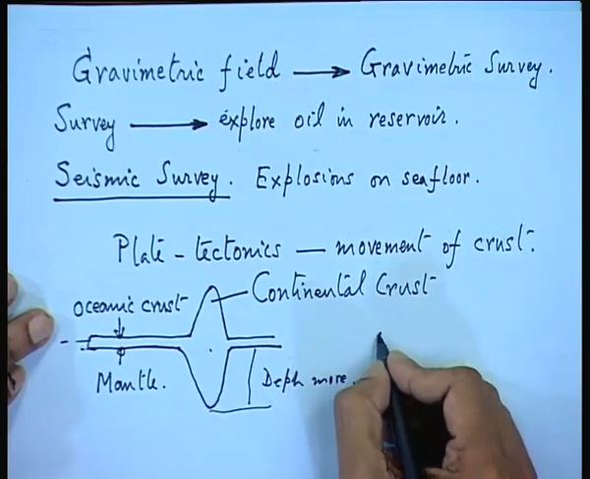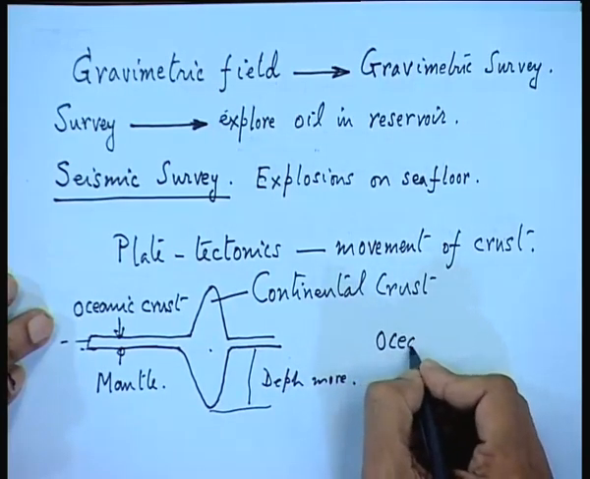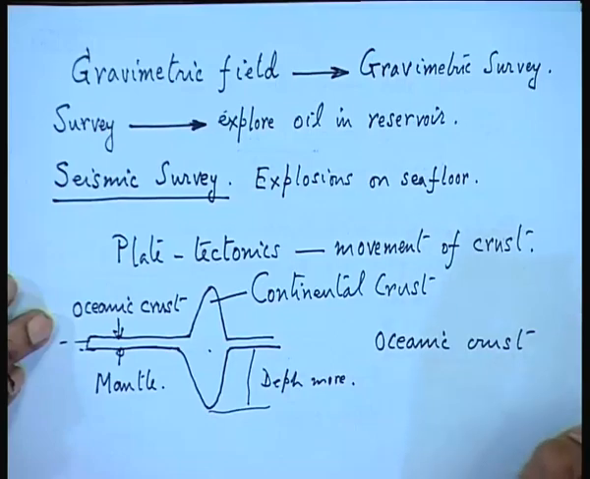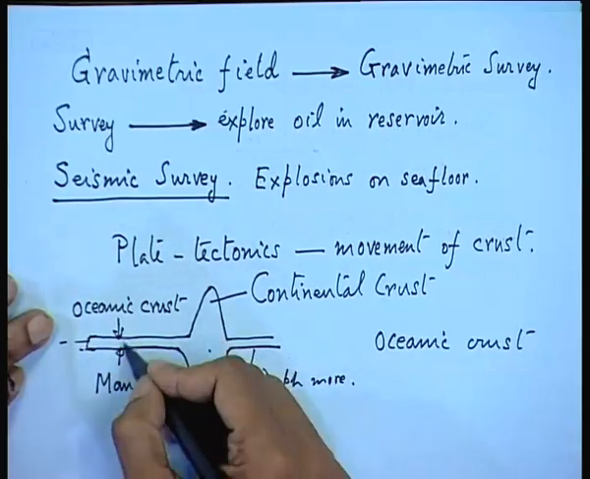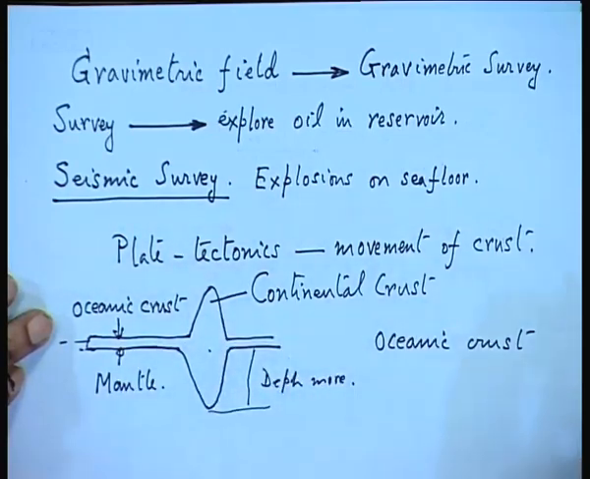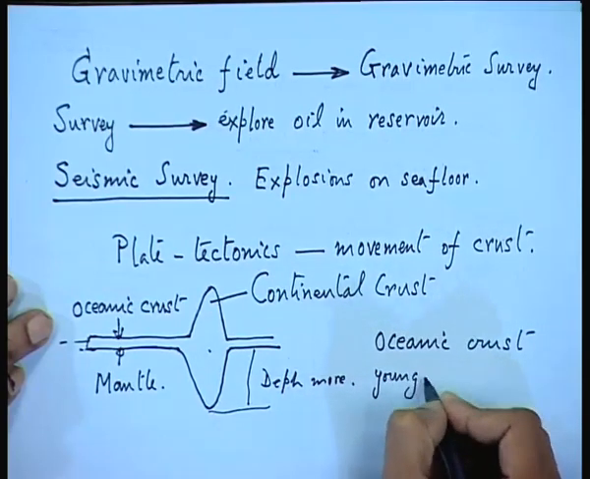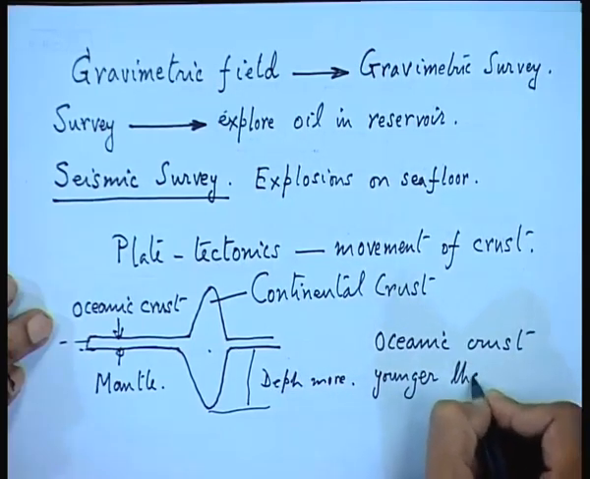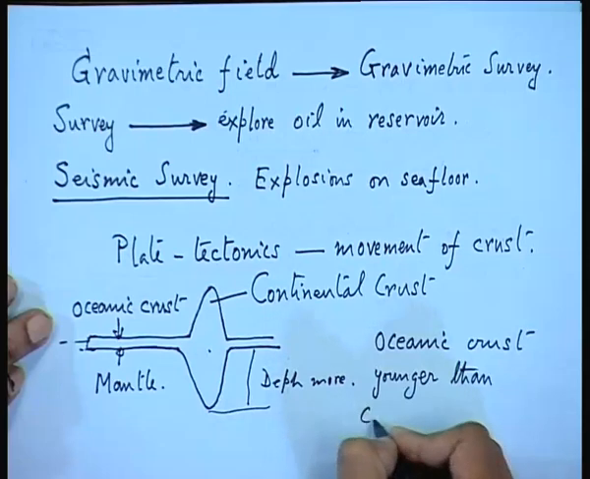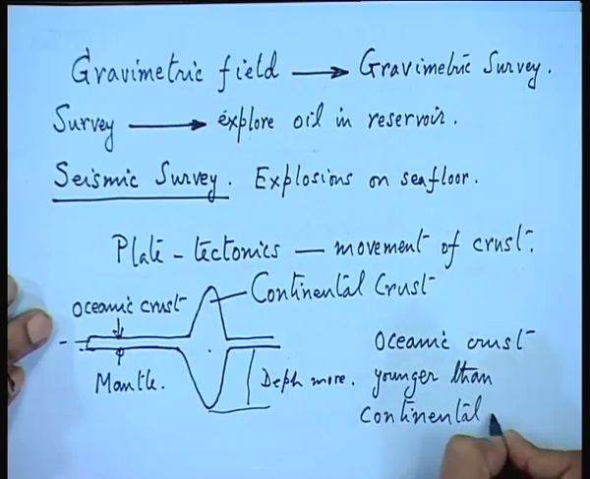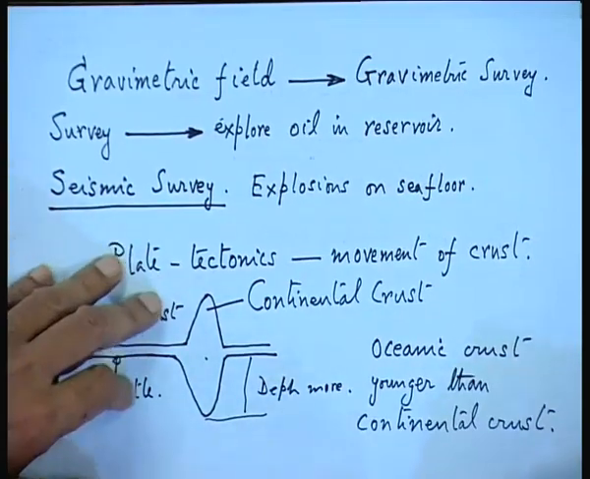So, one inference we can get from this diagram is that in the oceans one does not find large mountains. That is why the oceanic crusts are relatively shallower than the continental crust. So, oceanic crust is younger than continental crust. This is one important inference we can have from this.